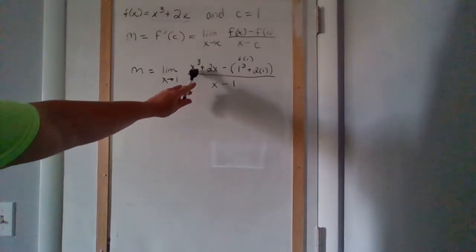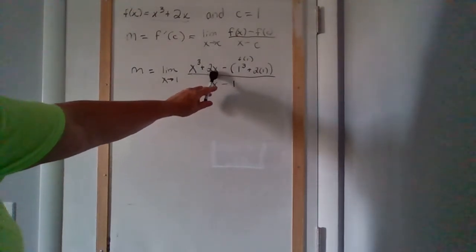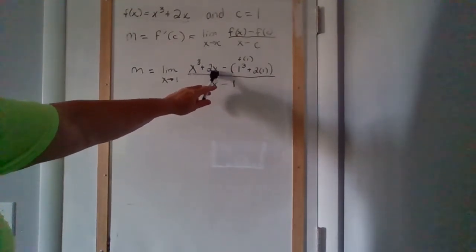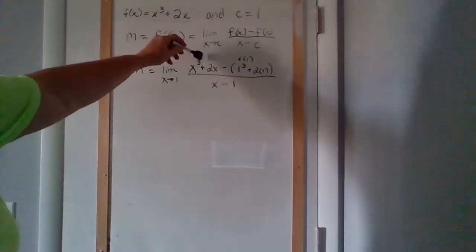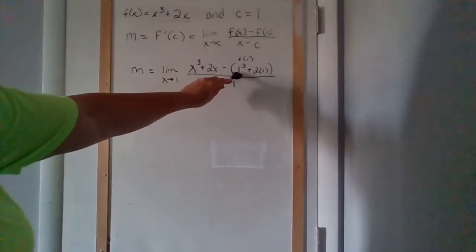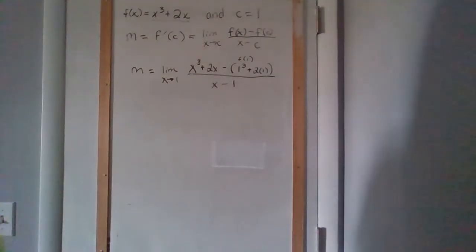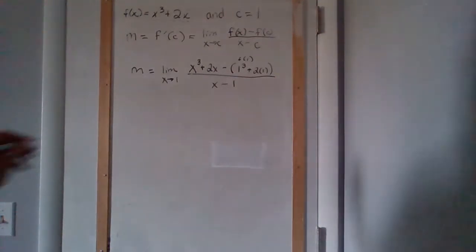If we plug in 1, we'll have 1 to the third plus, so that'd be 1 plus, and then 2 times 1, that's 2. So 1 plus 2, this will be minus 1 and minus 2. We end up with 0 in the numerator and 0 in the denominator, and we have that indeterminate form. So we're going to have to do some work.